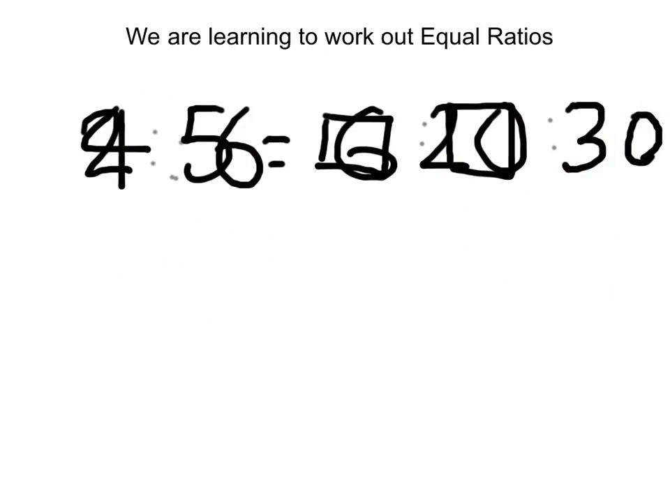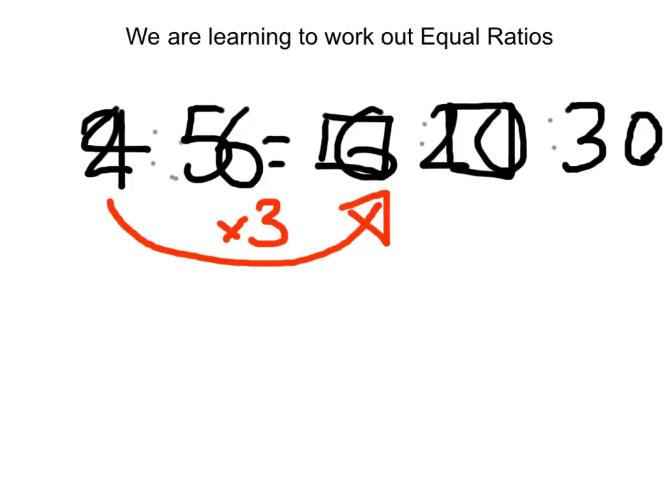Working out equal ratios is very similar to working out equal fractions. So we look at the first part of the ratio. We're comparing here 2 and 6. How did we get from 2 to 6? We multiplied by 3. So then we need to do the same for the second part of the ratio. 5 times 3 equals 15. So the ratio 2 to 5 is the same as 6 to 15.